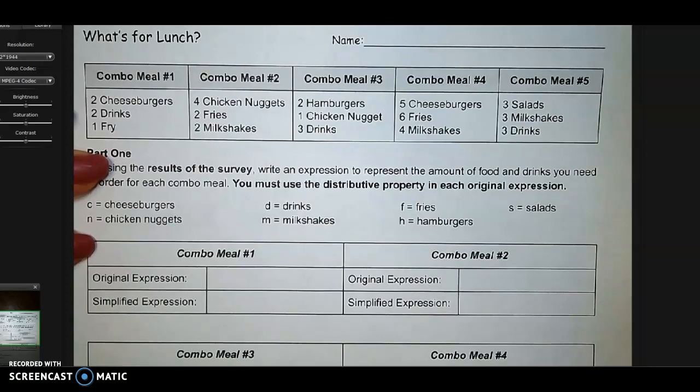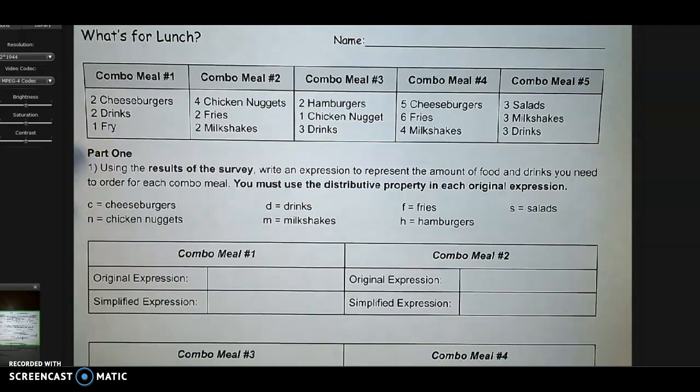Hello, today we are going to be taking a look at the Topic 7 project. It was called What's for Lunch? And in order to get our data for this project, we did a survey.